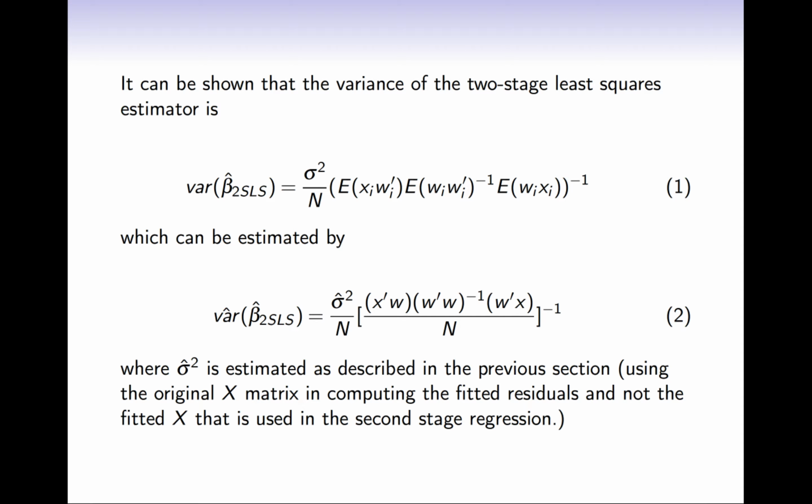Okay, so the only thing to watch out for is when you compute the sigma squared, you have to get your epsilons using the original x's and not x star. So you use x star to get your betas, but then once you have your betas, you go back to your original x to get the fitted residuals and use those fitted residuals to get the sigma squared.